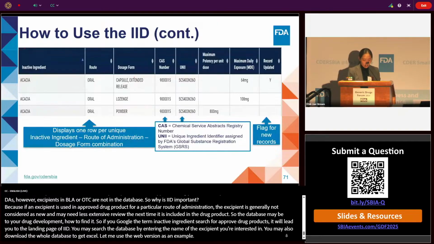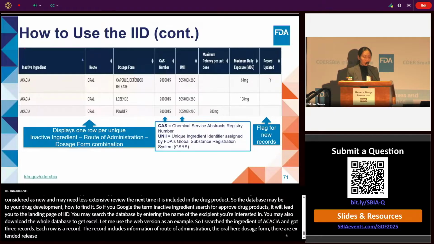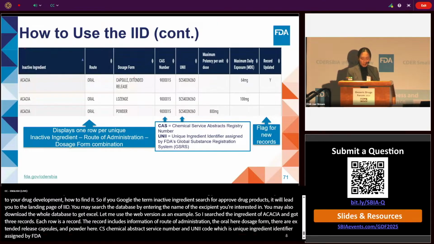So I searched the ingredient acacia and got 3 records. Each row is a record. A record includes information on route of administration. They are all oral here. Dosage form: there are extended release capsules, lozenge, and powder here. CAS, the Chemical Abstracts Service number, and the UNII. UNII is the Unique Ingredient Identifier, assigned by FDA's Global Substance Registration System, GSRS.